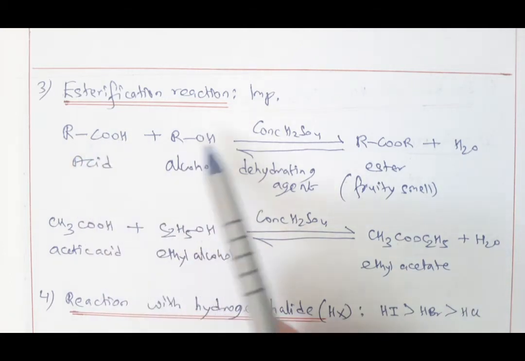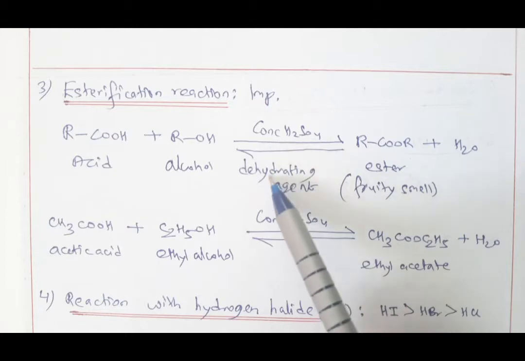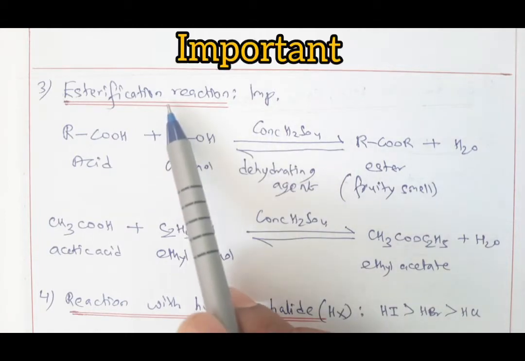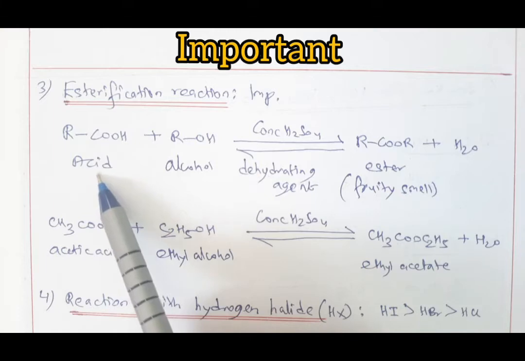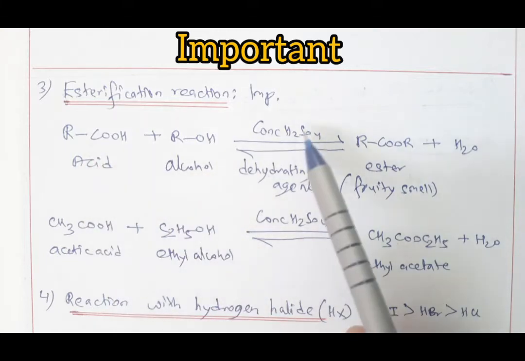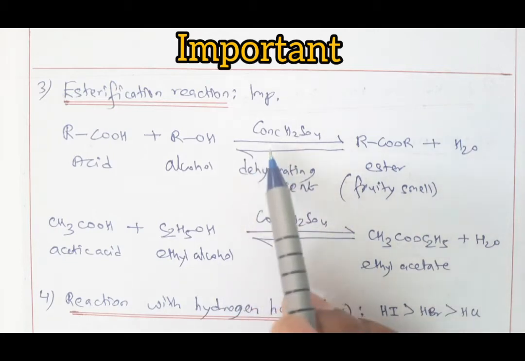ROH is alcohol in general, and concentrated sulfuric acid is used as a dehydrating agent. So do remember, whenever you do an esterification reaction, you have to take one as acid, one as alcohol, in the presence of sulfuric acid as dehydrating agent, the one who removes the water molecule. And it is a reversible reaction.